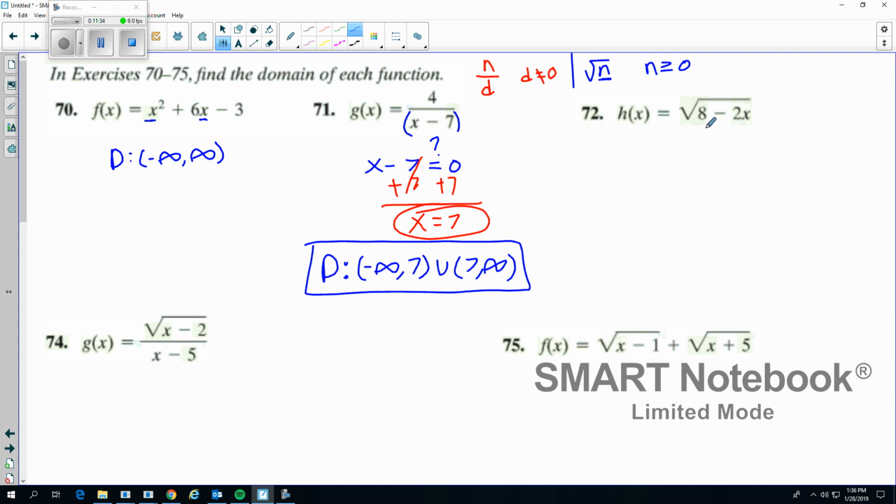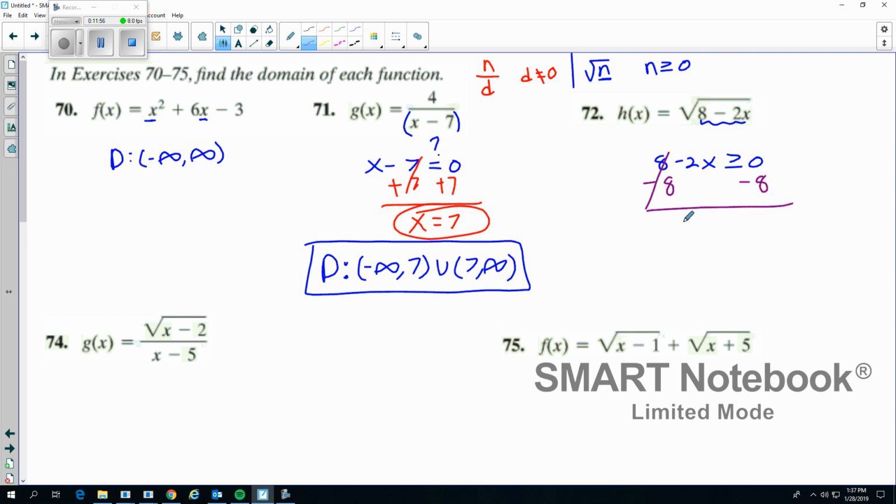Okay, 72. Now we're dealing with the radicals. And so that's where you have to take this and say, okay, this needs to be greater than or equal to 0, because if I square root negative numbers, I get non-real solutions. And that's something we'll talk about at a later date. But for now, we want to avoid those.